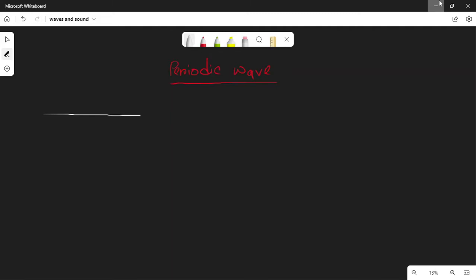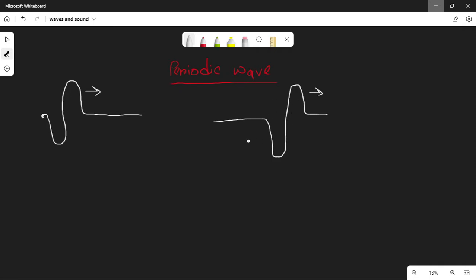If this is a string and I pulled it from the left corner of the string up, down, and then back again in its original position, it will create a wave and it will look something like this. And it will be traveling in this direction, right? Because it's transferring the energy. Oh, sorry. It will look something like this. So, after some time, it might look something like this. So the wave traveled all the way to here.